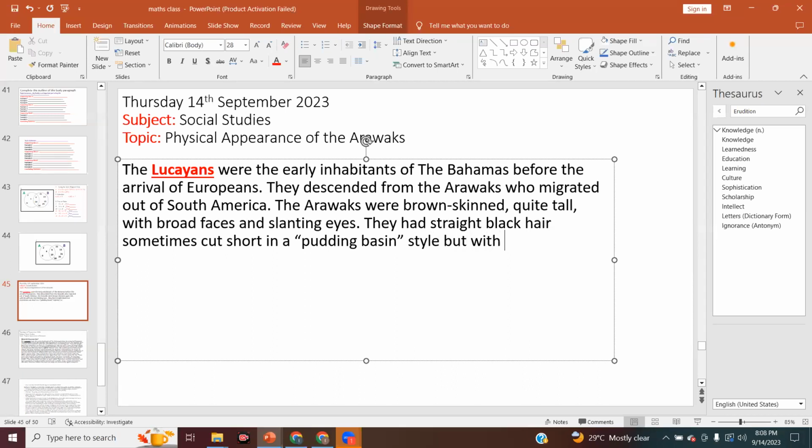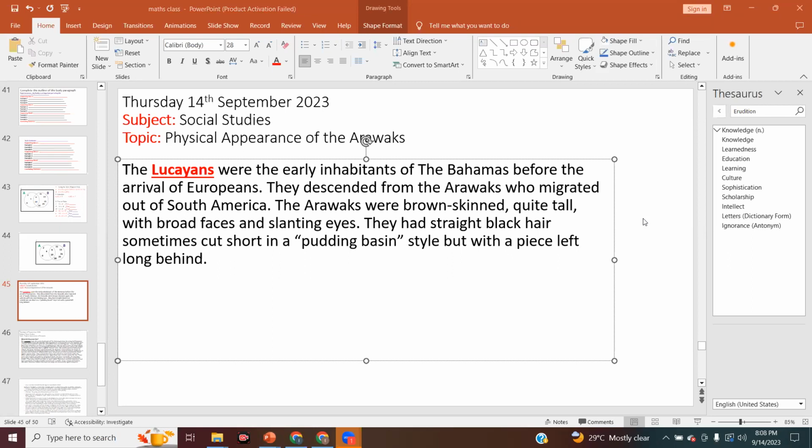Yes, but with a piece left long behind. So what do I mean? Do we continue writing in pencil? Pen or pencil, once it's neat.